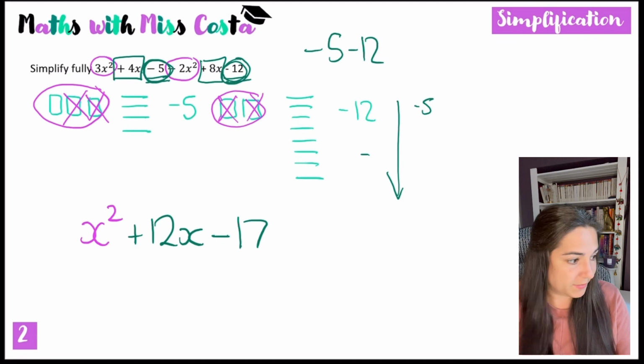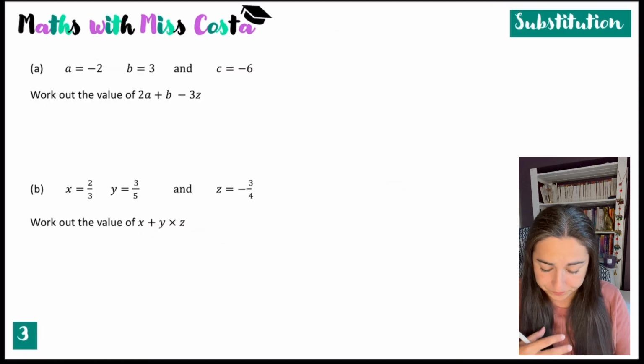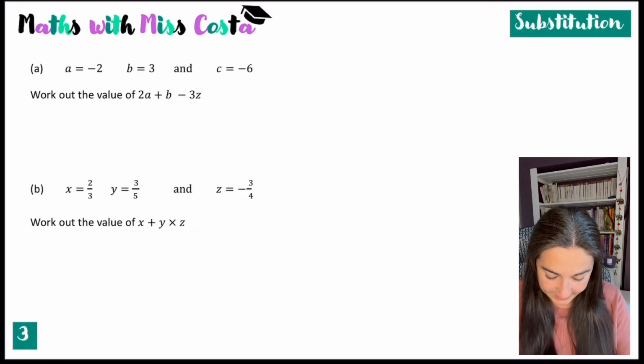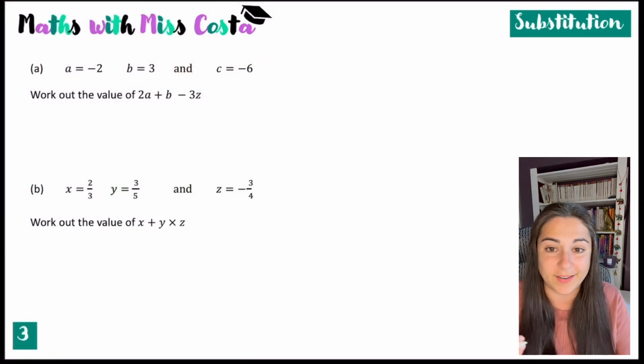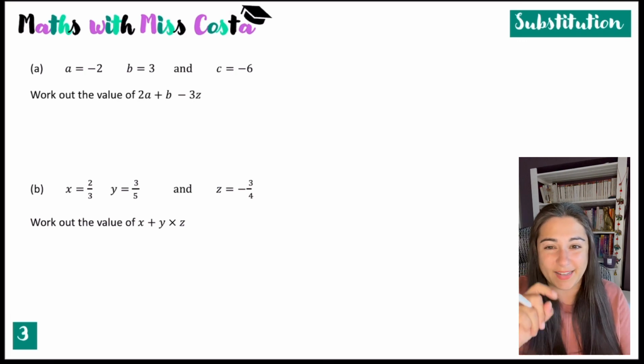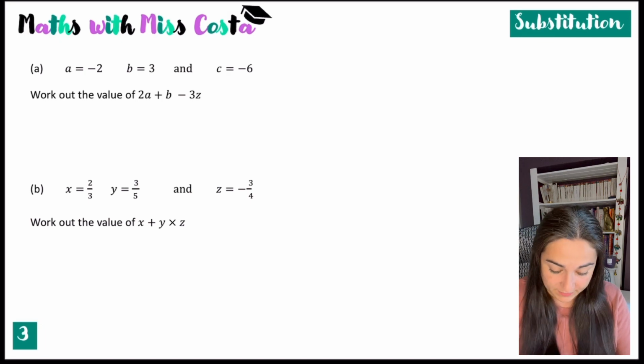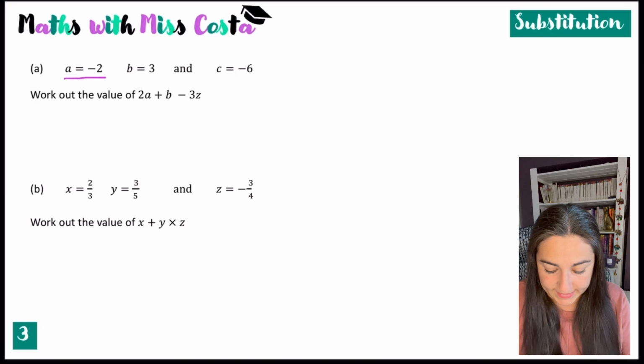Okay, then we've got substitution. All substitution means is replacing a value with the value you've been given. Like with football, when you bring on a substitute, you replace one player for another. So here we're replacing the letter with a value that we've been given. We're told that A is -2, B is 3, and C is -6.